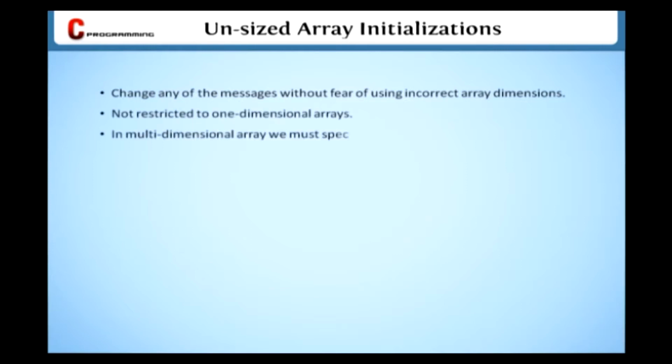For multi-dimensional arrays, you must specify all but the leftmost dimension. The other dimensions are needed to allow the compiler to index the array properly. In this way, you can build tables of varying lengths, and the compiler automatically allocates enough storage for them.